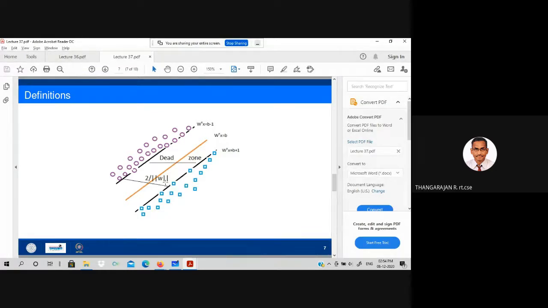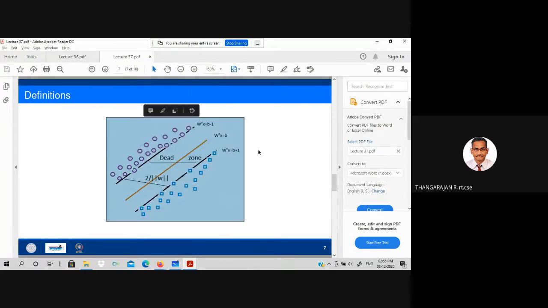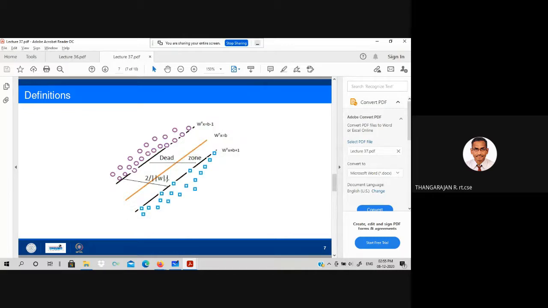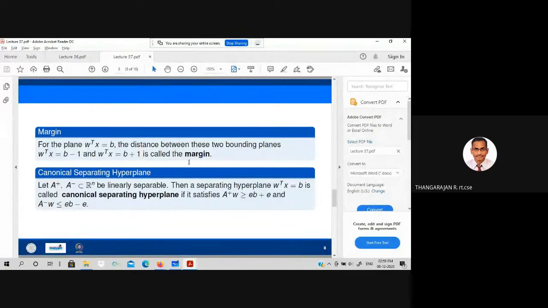In our SVM, support vector machine, we always try to increase the margin. We want a classification, but at the same time, we want to increase 2 by the norm of W. That's why the support vector machine is also called a large margin classifier. Now there are two objectives here. One objective is to increase the margin. The other objective is to minimize the value. So there are two objective functions which come into SVM. This is the margin.